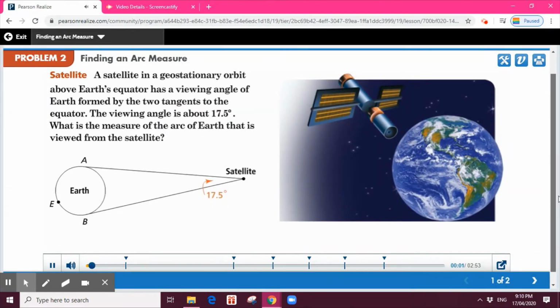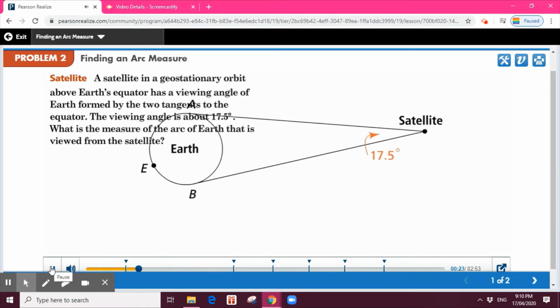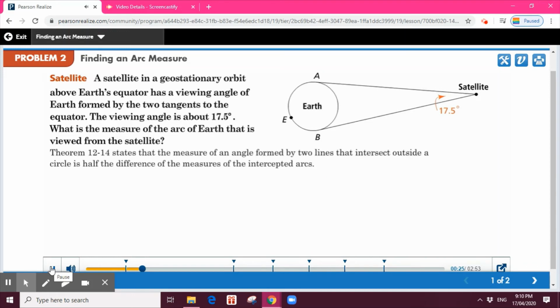In this problem, you will find an arc measure. A satellite in a geostationary orbit above Earth's equator has a viewing angle of Earth formed by the two tangents to the equator. The viewing angle is about 17 5/10 degrees. What is the measure of the arc of Earth that is viewed from the satellite? Theorem 1214 states that the measure of an angle formed by two lines that intersect outside a circle is half the difference of the measures of the intersected arcs.